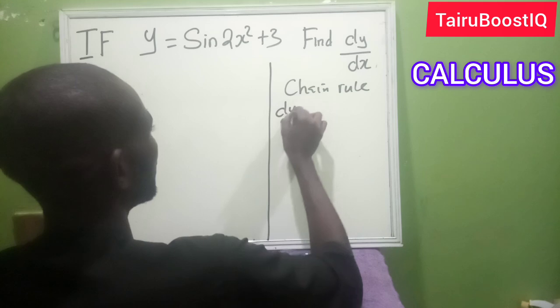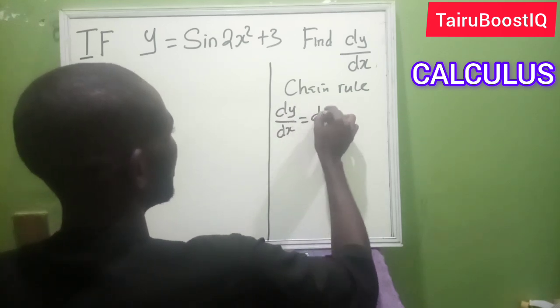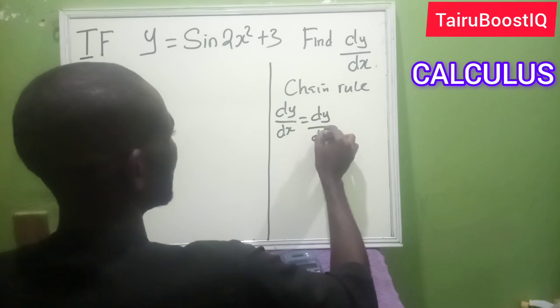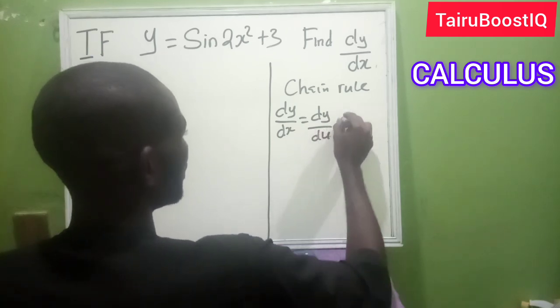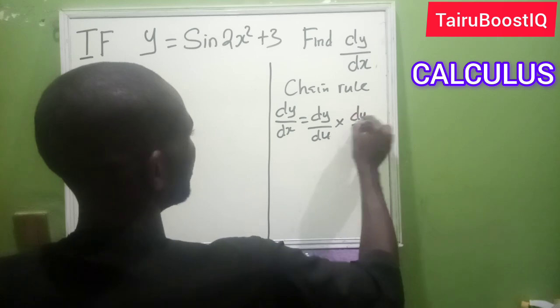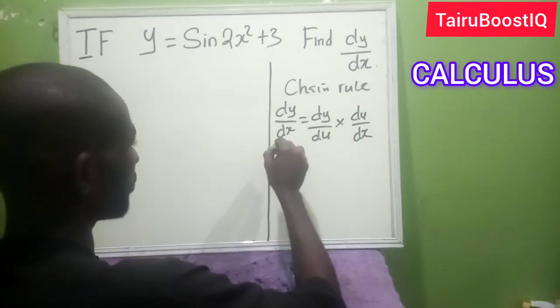What does the chain rule state? dy over dx is equal to dy over du times du over dx.